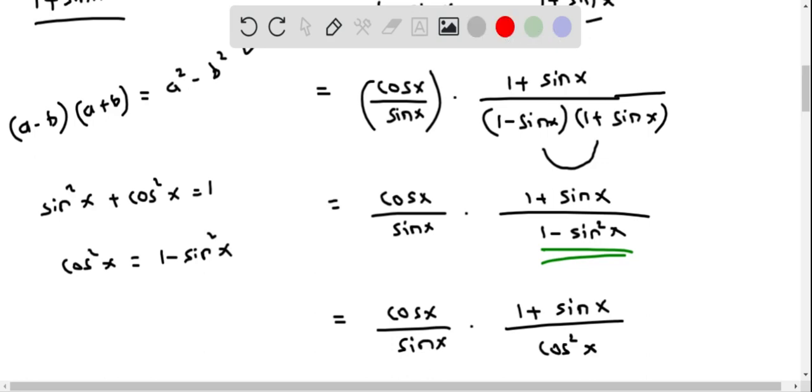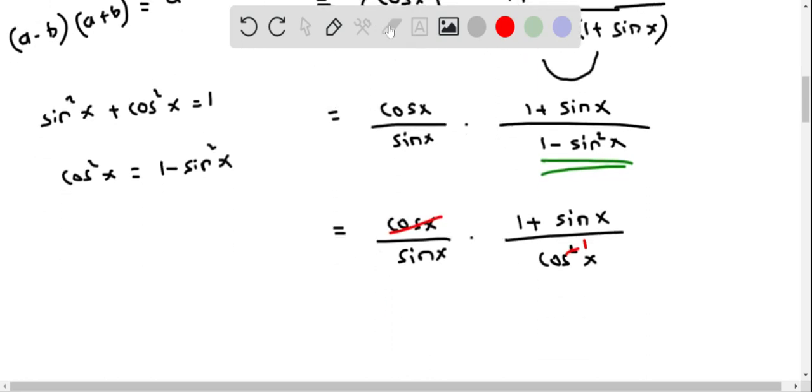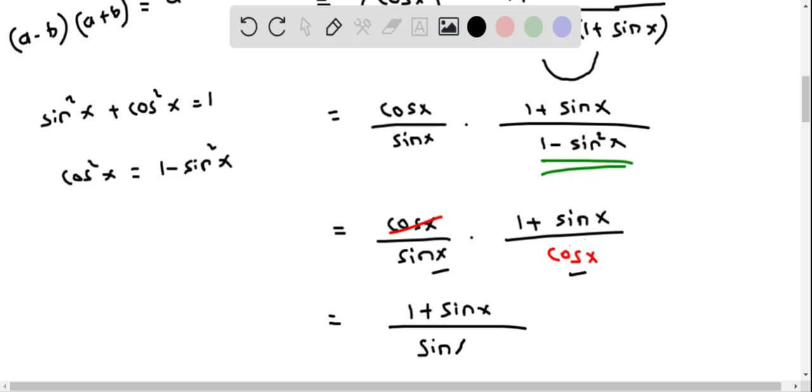The next step, I can reduce this. We have cosine x here and we have the cosine squared x. So this power 2 will get cancelled. That is, it will become cosine power 1 x, or in fact, we can just write this as cosine x. And so the next step, we write this as 1 plus sine x. We also multiply the sine x with cosine x. So we get sine x times cosine x.